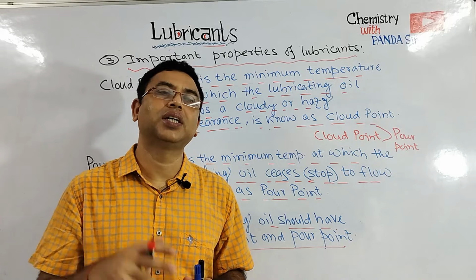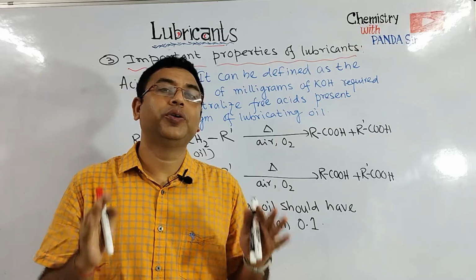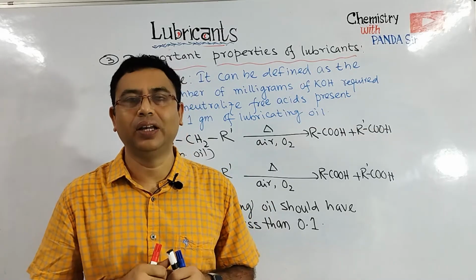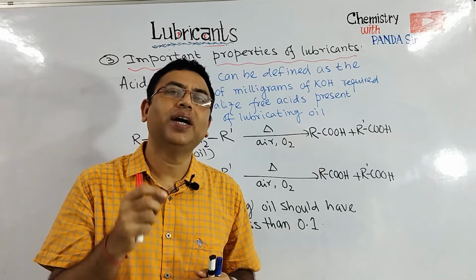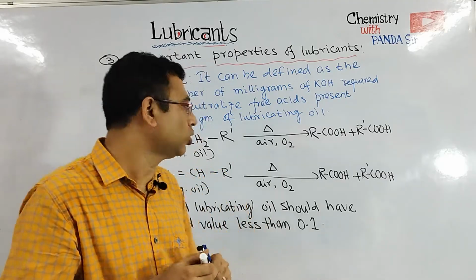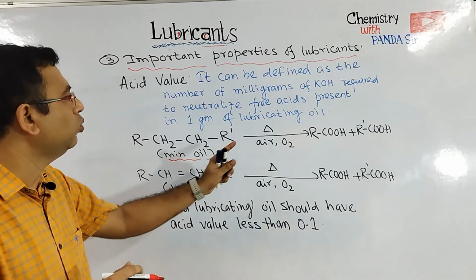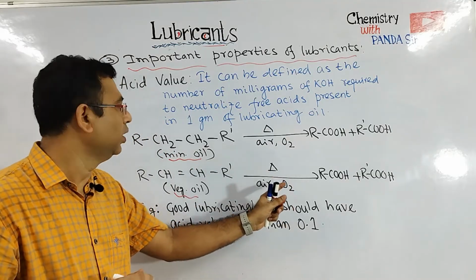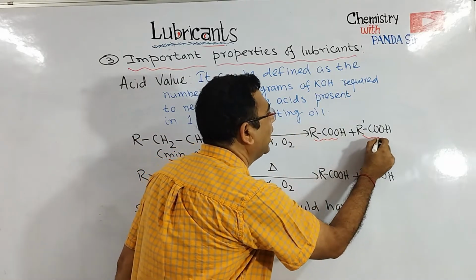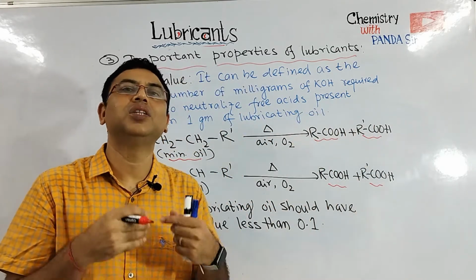Now we are going to discuss a totally different property: the acid value of the lubricating oil. The question is, how does acid generate in the lubricating oil? Mostly we use either mineral oil or vegetable oil. If we heat them for a long time in the presence of air and oxygen, they convert into weak acids. This is how the acid is produced.